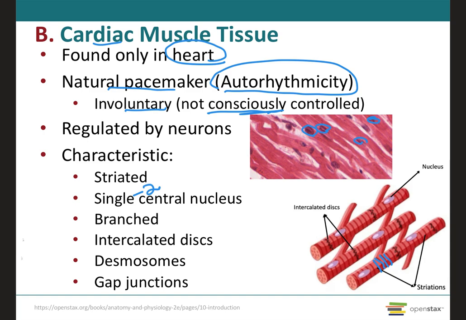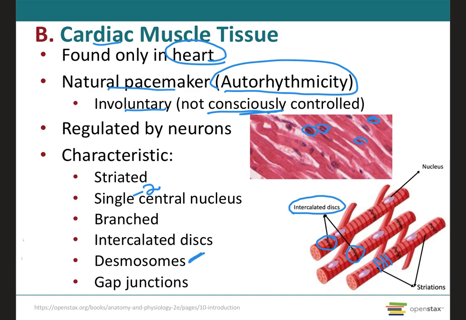Now, due to the fact that the heart is in constant movement, as it beats on average about 60 to 100 beats per minute, these cardiac cells, which are also called cardiomyocytes, need to be tightly together. This is done by the presence of these structures called intercalated discs, as we can see over here on the image. And in these structures, we will also find desmosomes.